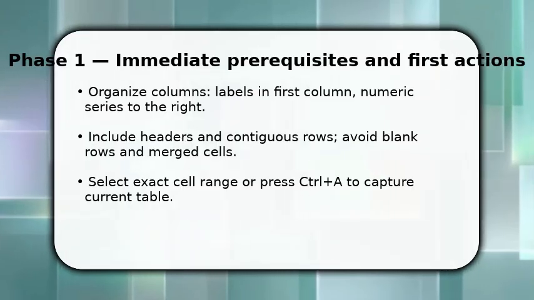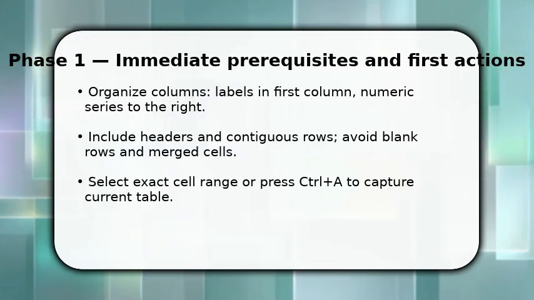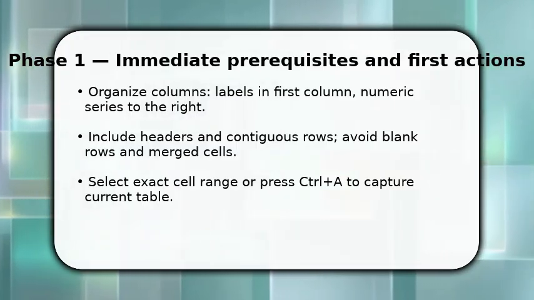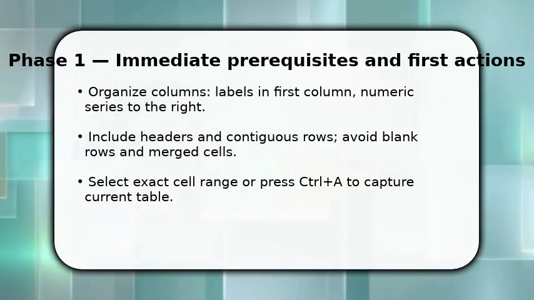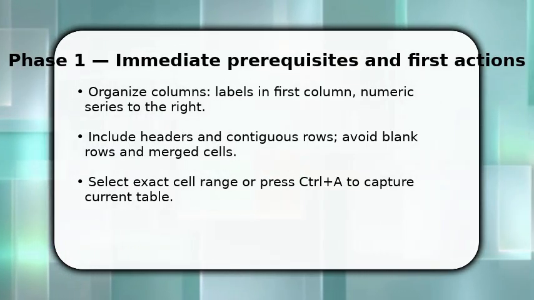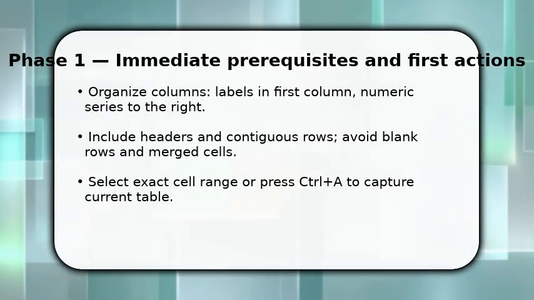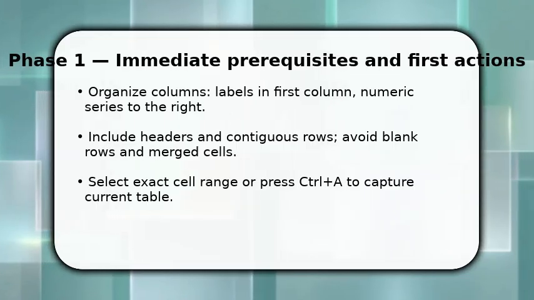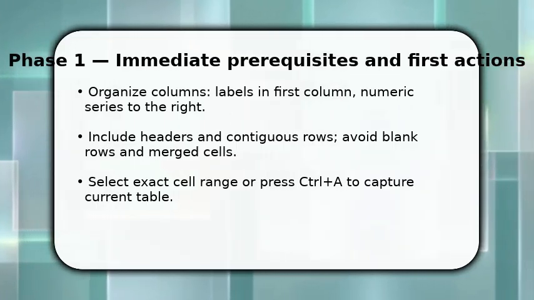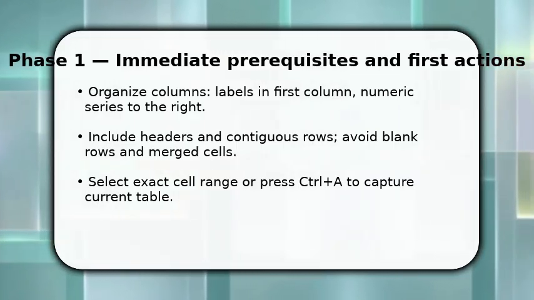Start by cleaning your sheet. Remove merged cells and ensure headers are clear. You want labels in one column and numeric series in adjacent columns so Sheets recognizes axes. Now select the exact range you intend to chart, click and drag, or use Ctrl+A for the table. This ensures ranges, headers, and data types are detected correctly.